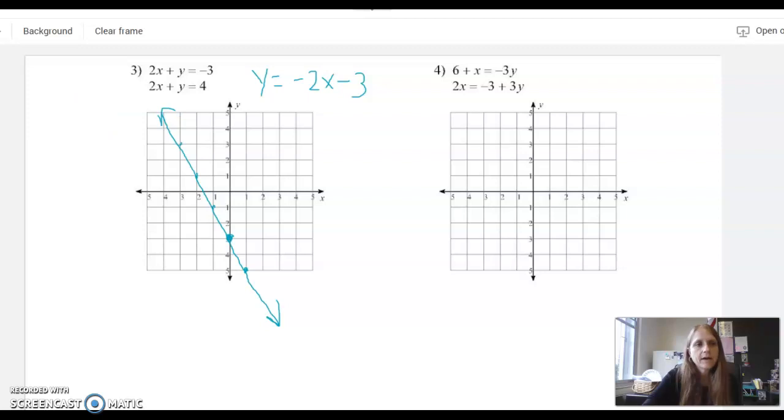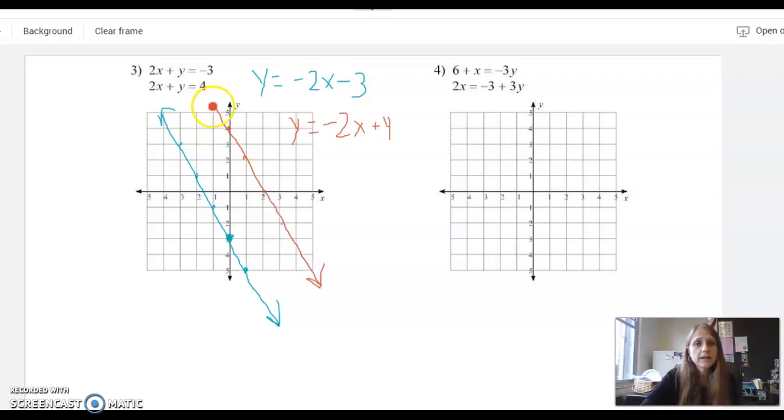Then I would graph the second line. So second one here, I'd subtract 2x, so I've got, oops, I don't think it selected the red. So I have y equals -2x plus 4. So that one, I'm starting at +4. I can go down 2, right 1. Same thing as going up 2, left 1.